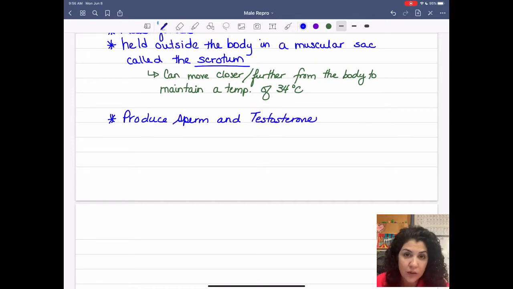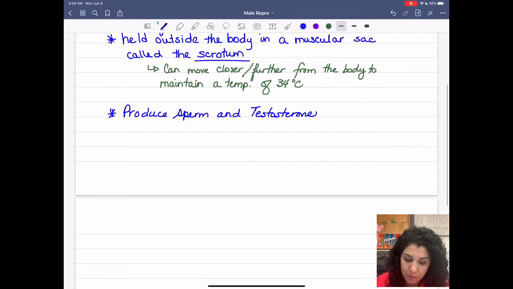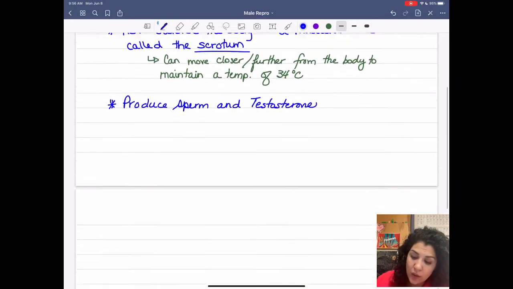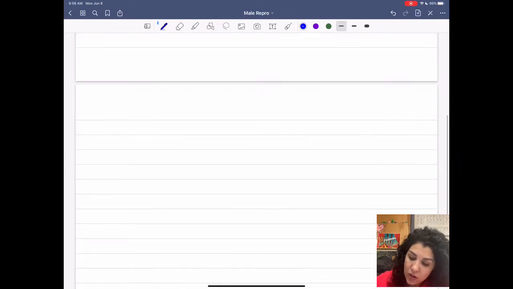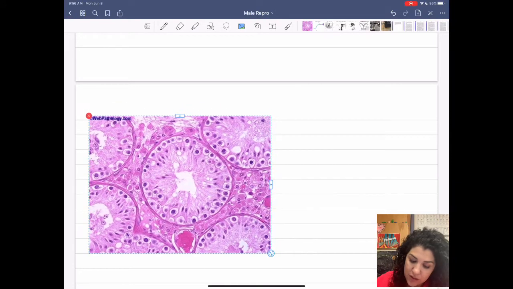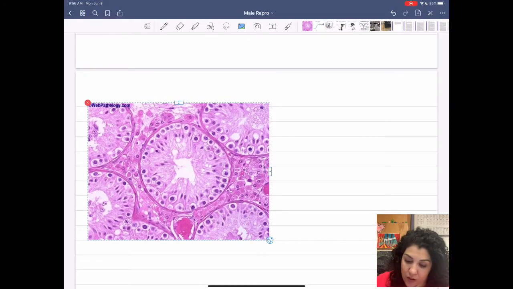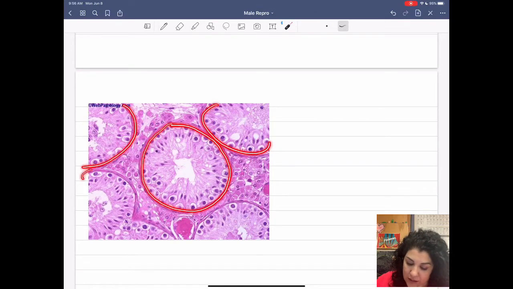Okay, and we'll talk about what testosterone does in just a bit. Inside of the testes, we're going to see two specific types of structures. This is a cross section of the testes, a micrograph. What you're going to see is two sections. You're going to have these tubes that run inside the testes that you can see right here. And these are called the seminiferous tubules.